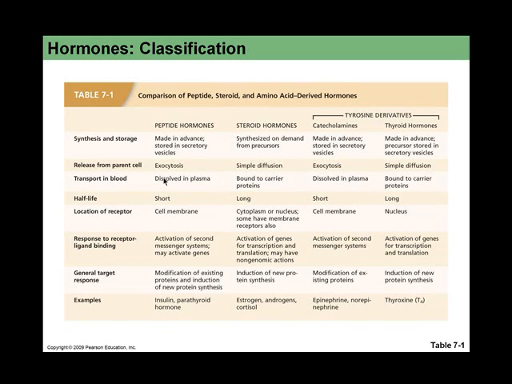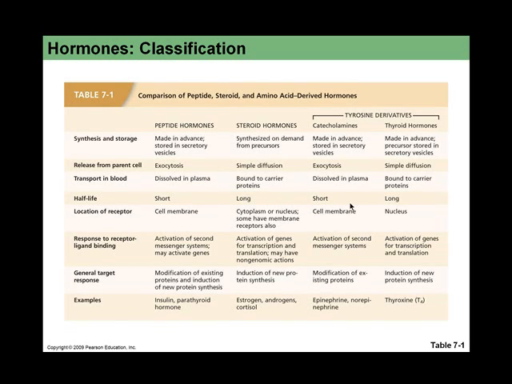Transport in the blood, it's dissolved in the plasma. Steroid hormones are bound to proteins, and then dissolved in the plasma. The half-life is short for peptide hormones. They get gobbled up by enzymes that degrade proteins pretty fast. The steroid hormones, of course, because they're bound to carrier proteins or held close to the cells that need them to be responsive, will last a little bit longer.